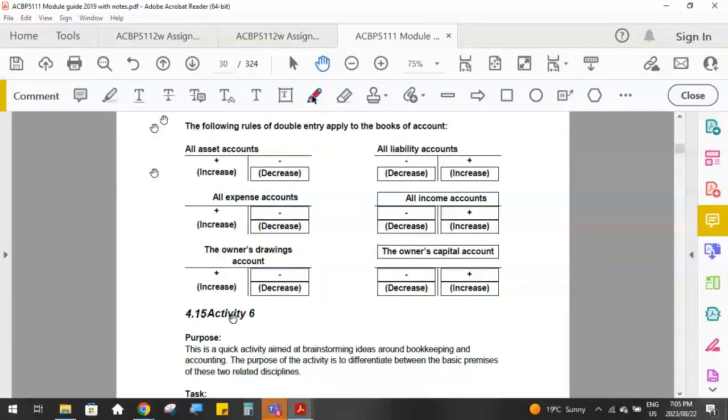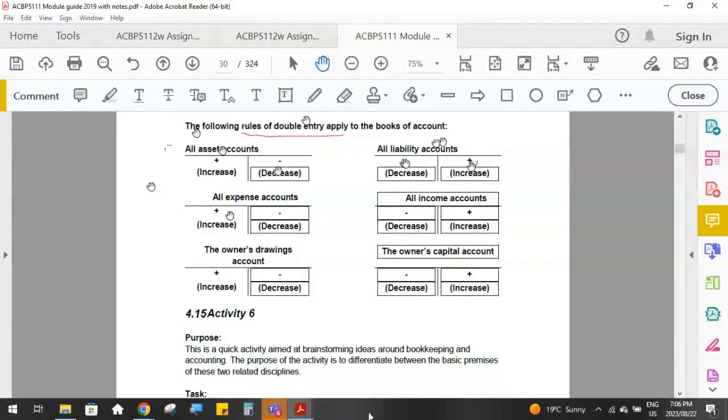So these are called the rules of double entry. When do I debit assets and when do I credit assets? When do I debit liabilities and when do I credit liabilities? And these are rules that you have to memorize. So when an asset account increases, I debit the account, and if it decreases, I credit the account. For a liability account, when it increases, it must get a credit, and when it decreases, then I give it a debit.